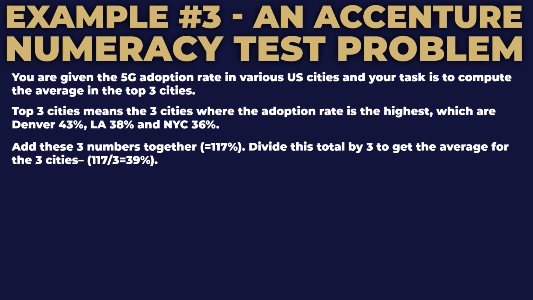Add these 3 numbers together equals 117%. Divide this total by 3 to get the average for the 3 cities. 117 divided by 3 equals 39%.